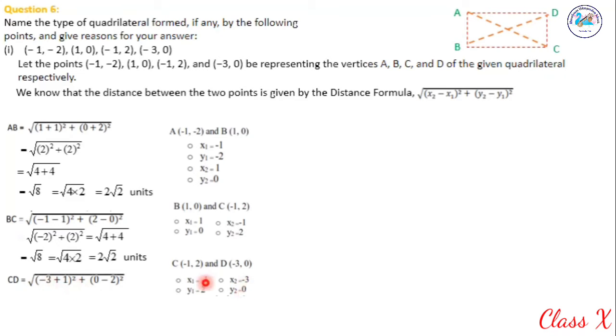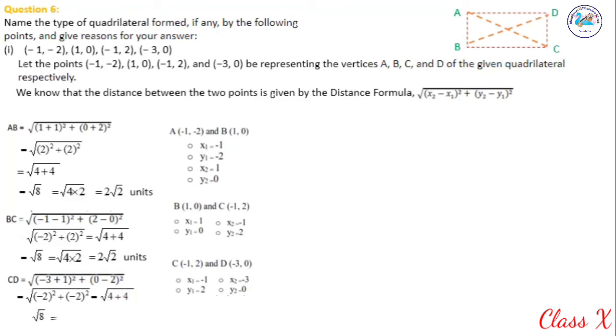y2 is 0 minus y1 is 2. So 0 minus 2 the whole square. Do further calculation. Minus 3 plus 1 is minus 2 square. 0 minus 2 also minus 2. So minus 2 square plus minus 2 square. Minus 2 square we know that it is 4. So finally 4 plus 4 we have got.